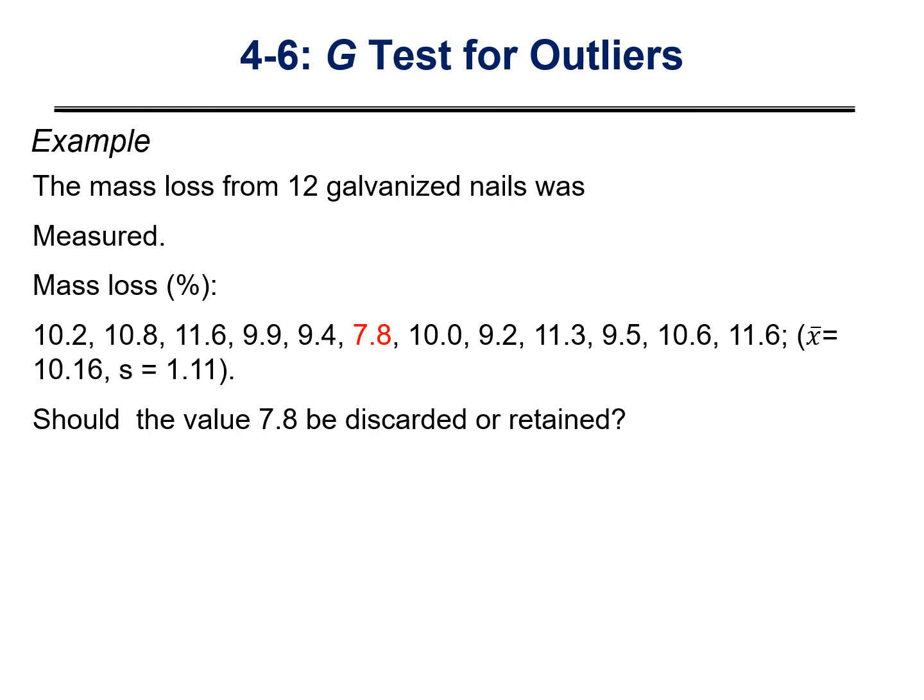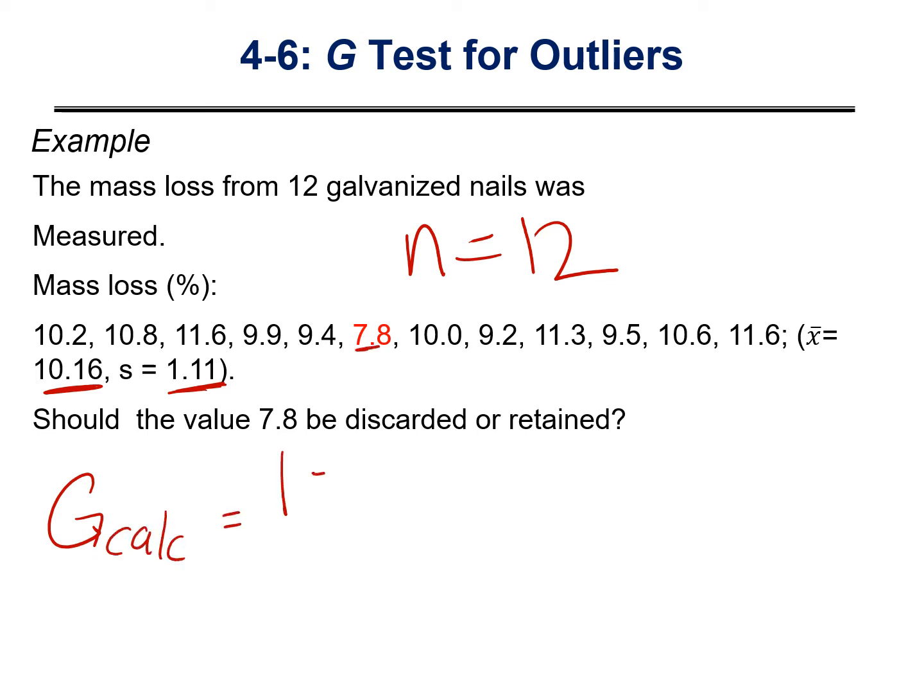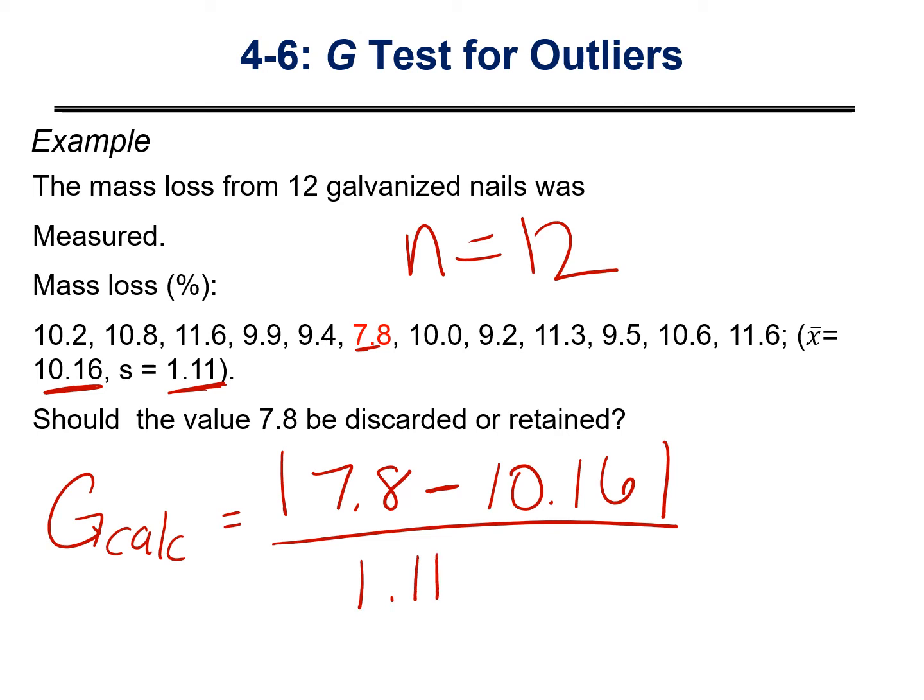Let's practice. We have the mass loss from 12 galvanized nails, so we know N is equal to 12. And they were nice enough, if you look here, they gave us the average and they gave us the standard deviations. So if I'm calculating GCalc, and the questionable data is 7.8, so 7.8 minus the average in absolute value divided by your standard deviation, GCalc is equal to 2.126.